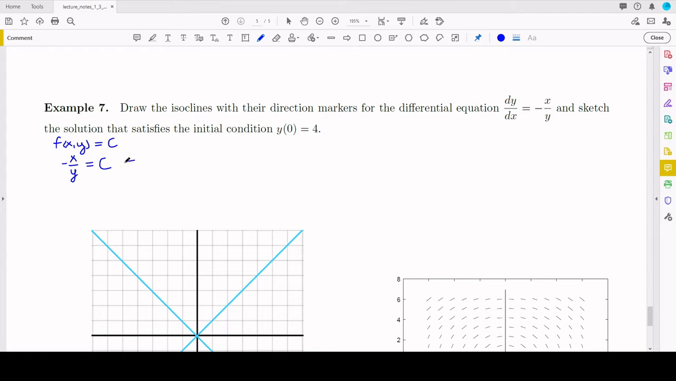Okay, now if you multiply both sides times y, then you get negative x equals c times y. And of course, y cannot be equal to 0. That's something to note.